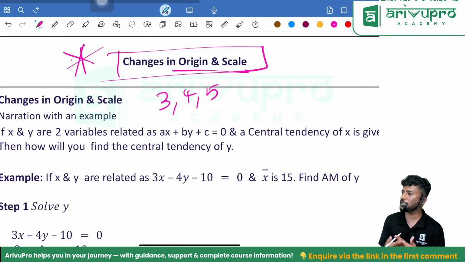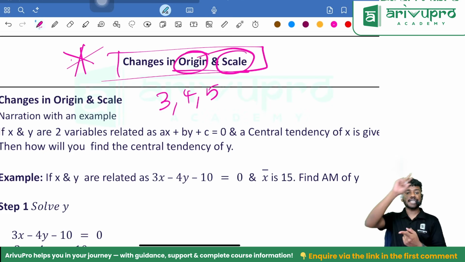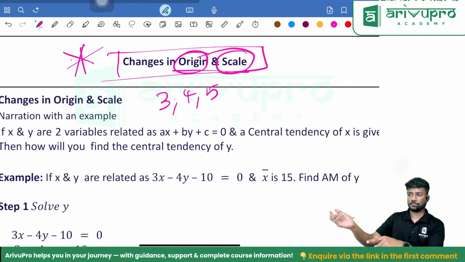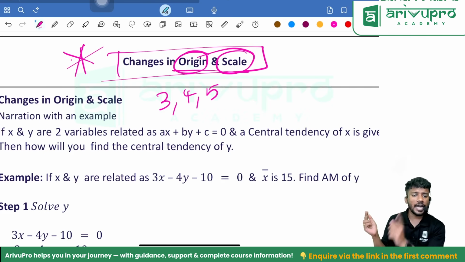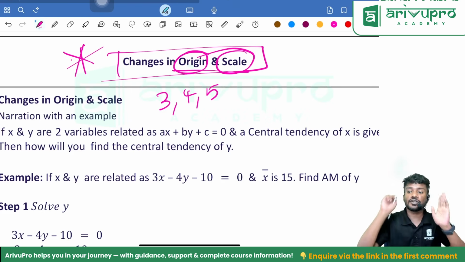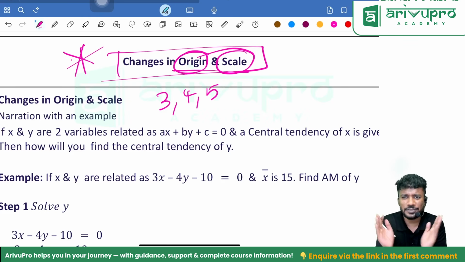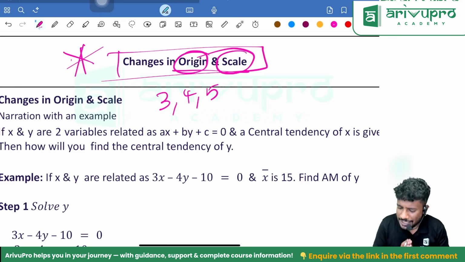It will increase. If I reduce something, again it will change. If I multiply something, it will change. If I divide something, it will change. So, mean is affected by change of origin and scale. Origin means add or subtract. Scale means each observation is multiplied or divided by something.